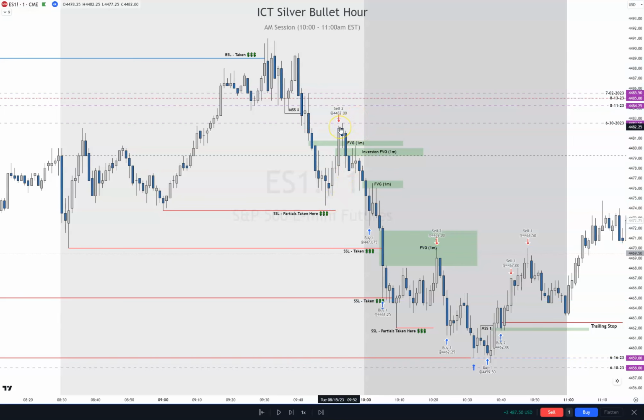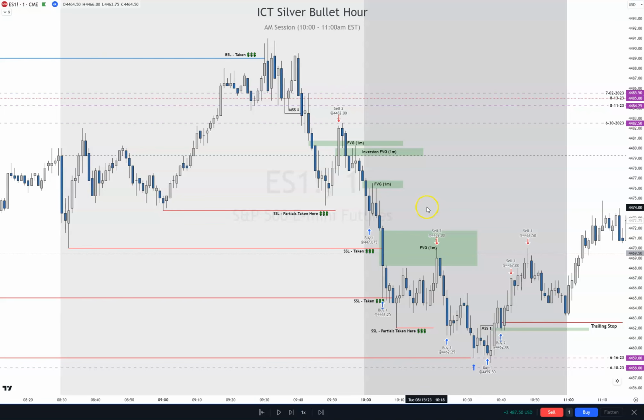So we took our trade setup. We also noticed we had an inversion fair value gap, which we could have taken another position on, but we decided not to, but it was in our favor, so we were happy about that. We did take our partials when it got past, closed beyond this low, and we hit our target.